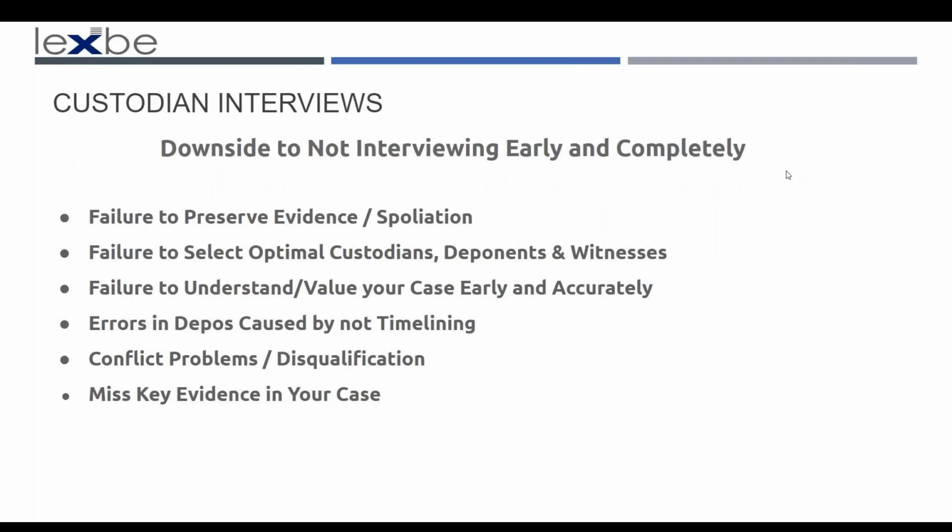Conflicts can come up later. You may not identify that you have a conflict, and that can come up with early custodian interviews and really understanding who all the parties are and what the relations are. And that can give one more time to mitigate any conflict issues that have come up through waivers or whatever.